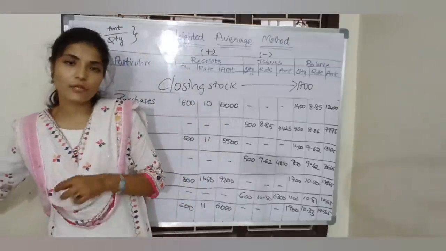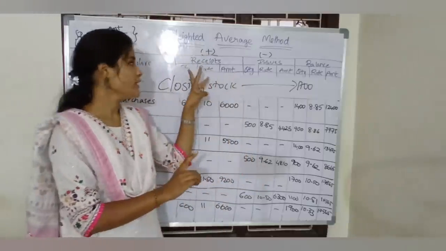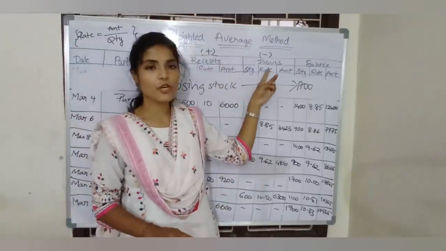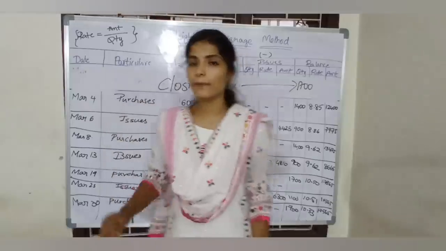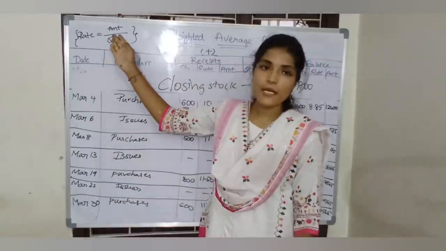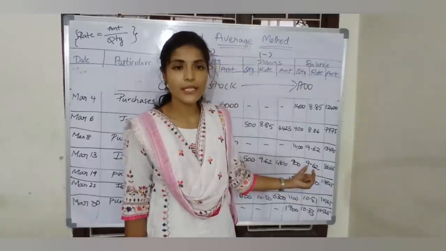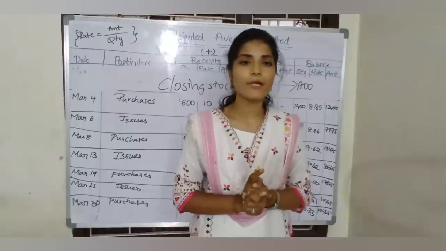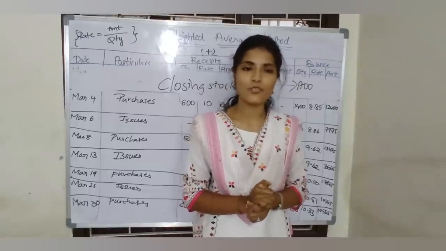So simply you need to remember only three things. The first one is when you are getting receipts, you need to add it. When you are getting issues or payments, you need to deduct it. To find out the rate in the balance column, the formula is amount by quantity. If you remember these three things, you can easily understand the weighted average method. I hope that you have understood the weighted average method.